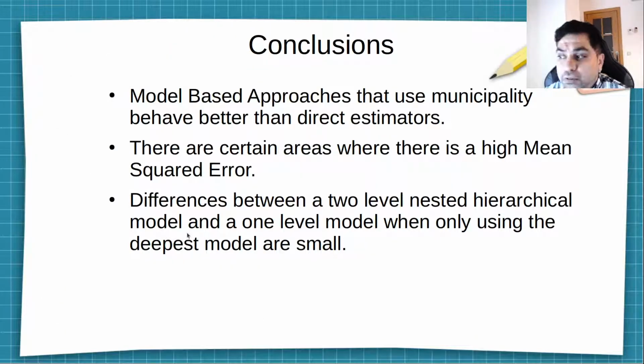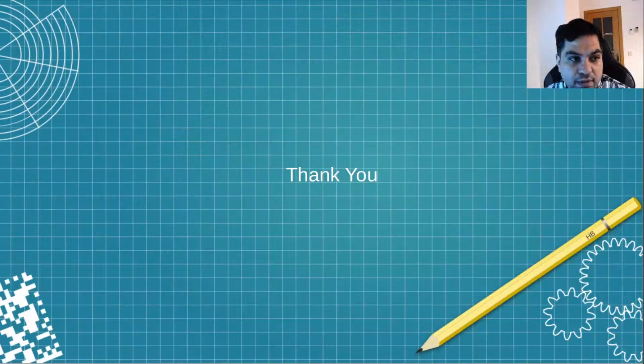And as conclusions, model-based approaches that use municipality tend to behave better than direct estimators for most areas. However, there are some particular areas where they behave way worse than direct estimators. And the difference between a two-level nested hierarchical model and a one-level model, when the one considered is the deepest one, is not that much for this problem. Thank you.